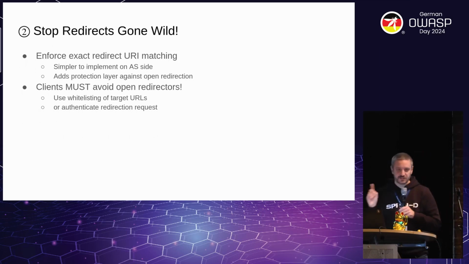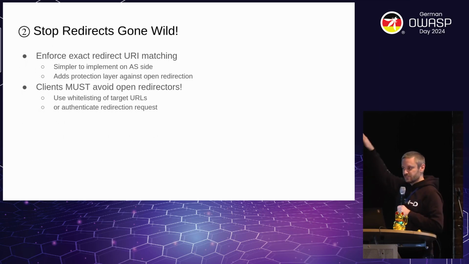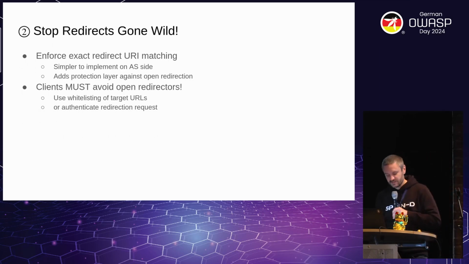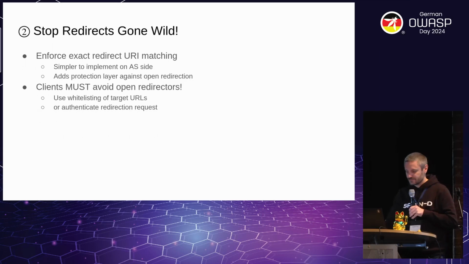And as a client, ensure that you don't have open redirectors because they can really screw your OAuth flow. This stuff is why we need two layers of protection, right? Because if you have one of those things wrong, then your token still can leak. And yeah, a second layer of defense ensures that nothing is broken.